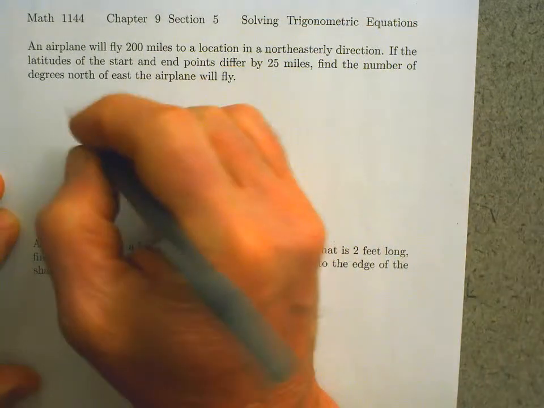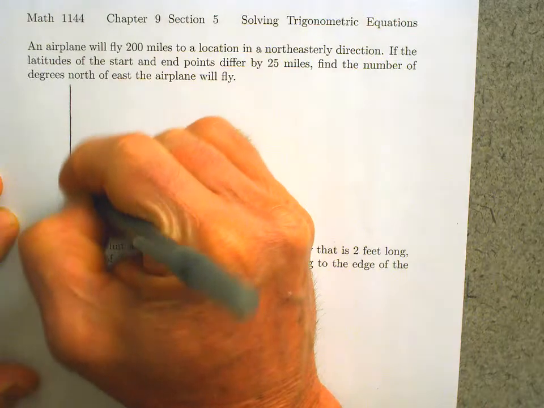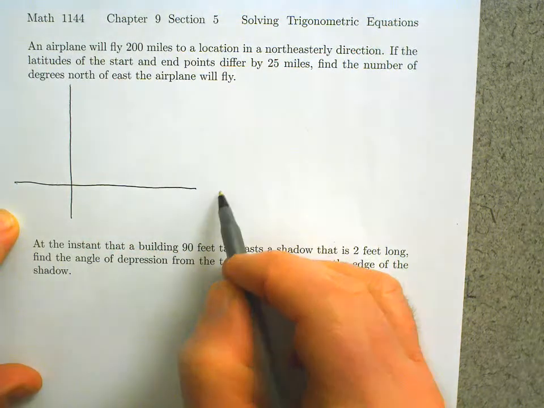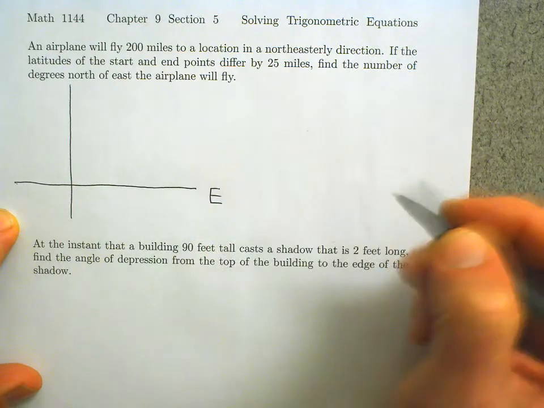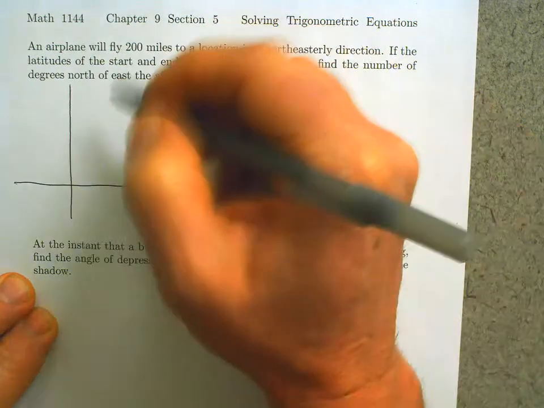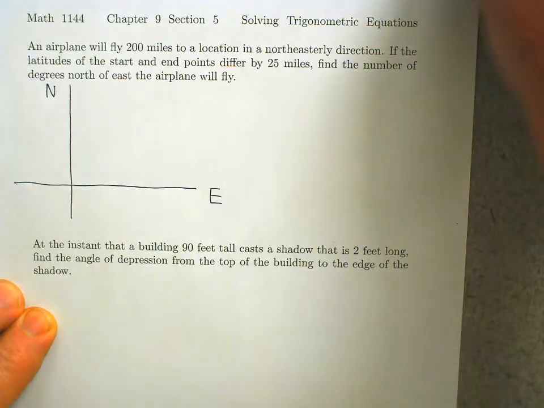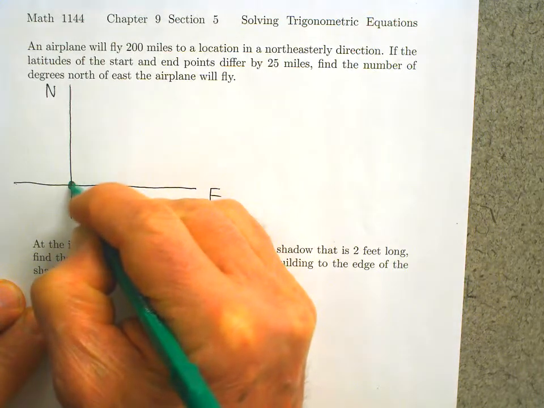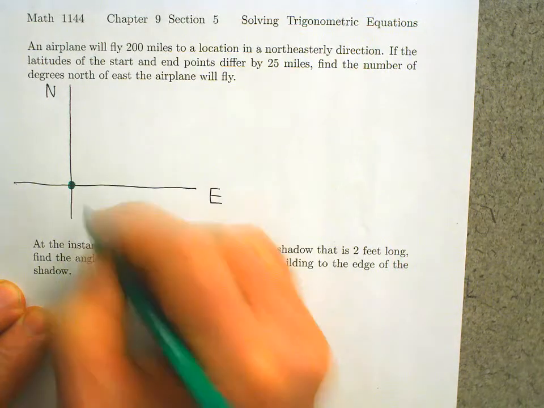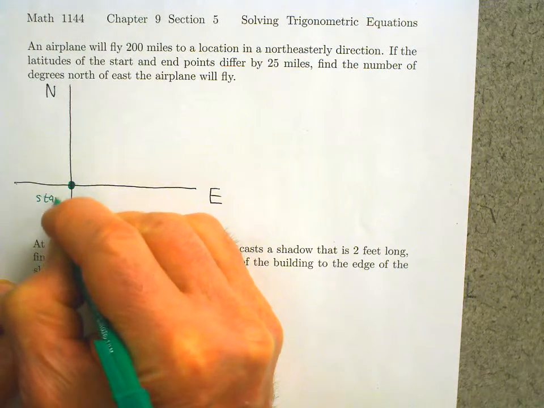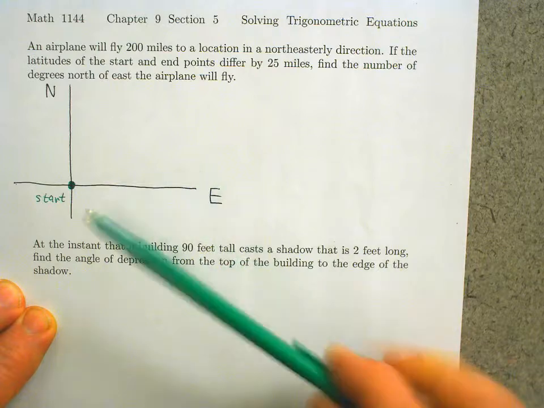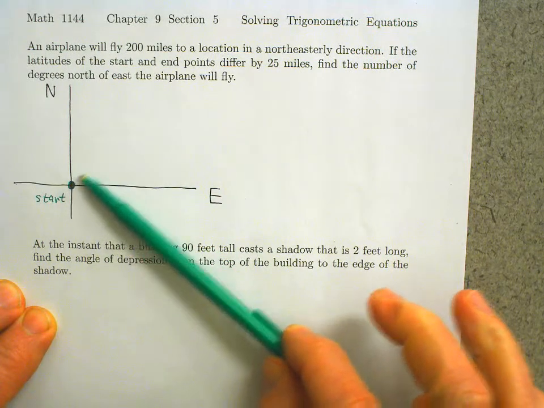Okay, if you look at a map, horizontal to the right is the direction east, and vertically up is the direction north. So we'll put this point right here as the start point, the place where the airplane took off. And it's headed in a northeasterly direction.